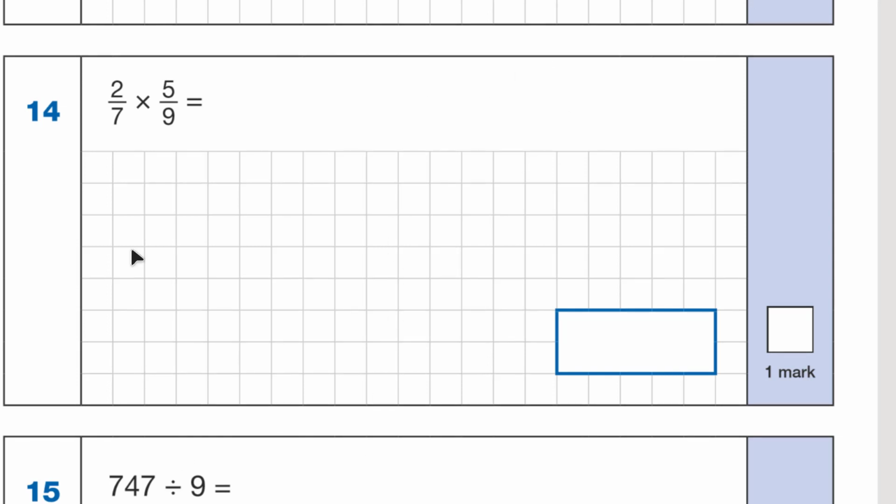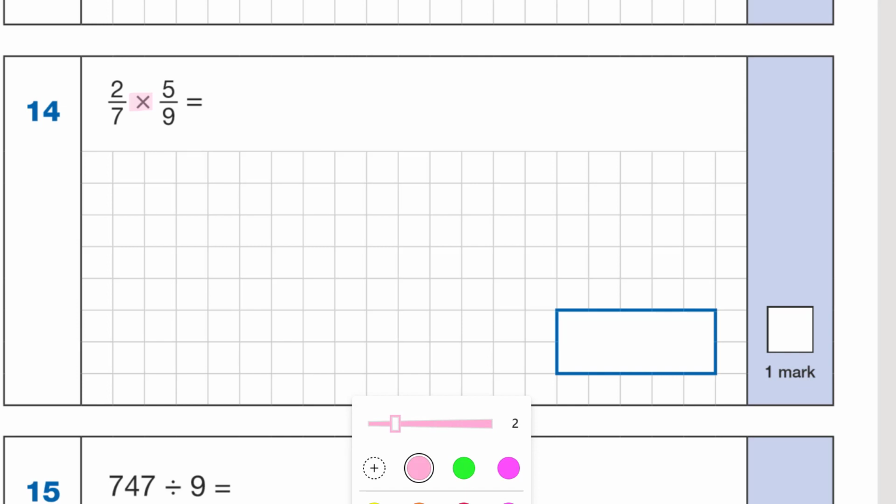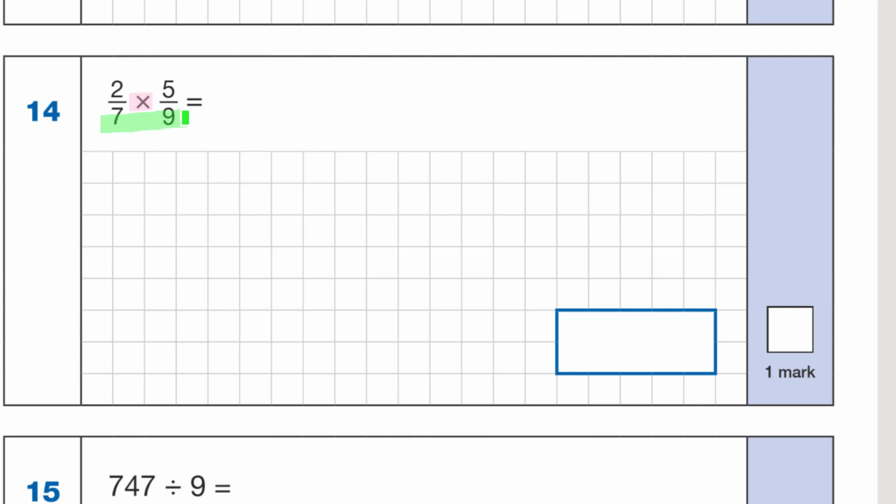Question 14, 2/7 times 5/9. So we've got our first fraction question. Now, when we multiply fractions, we don't need to worry about doing anything to our denominators. Multiplying fractions is a lot easier than adding or subtracting them. It's just about remembering those facts.